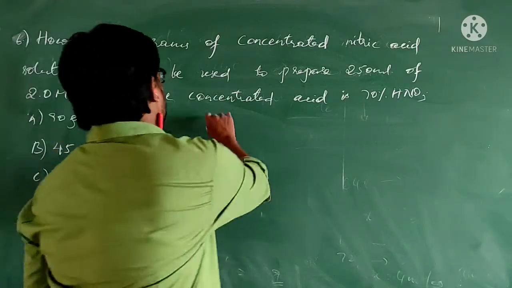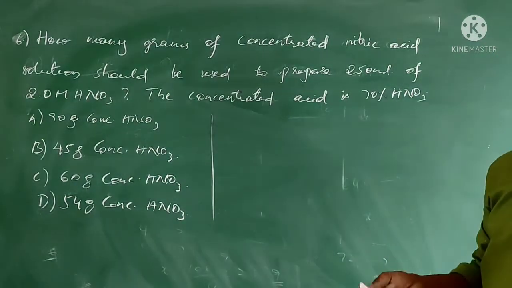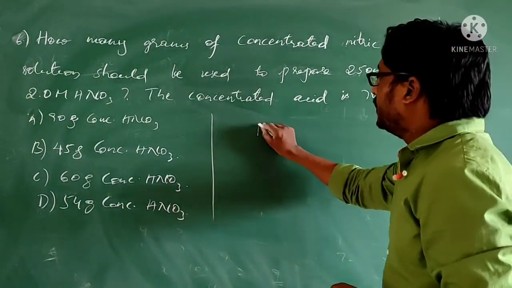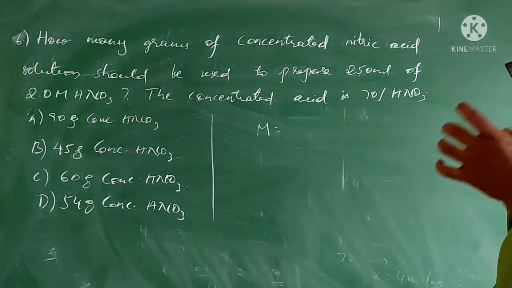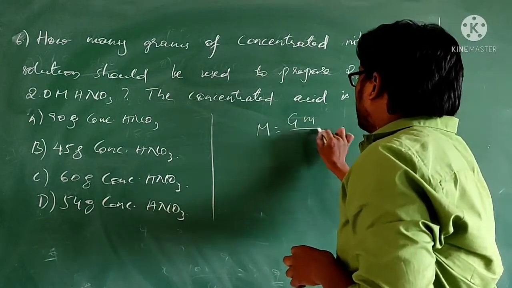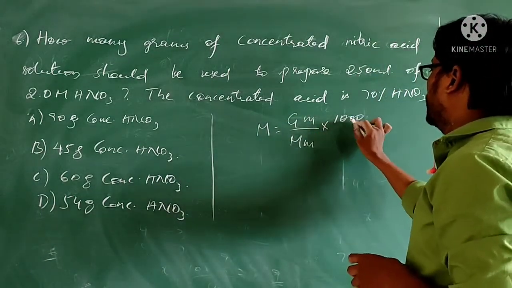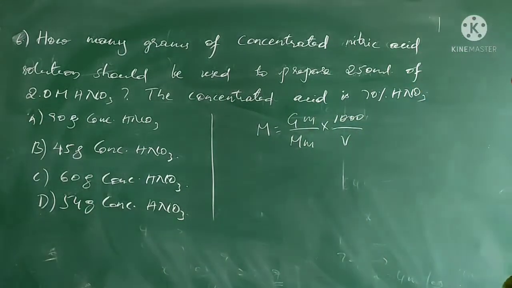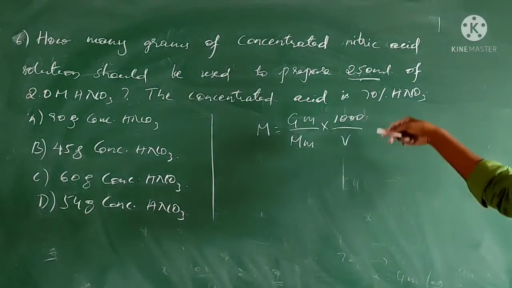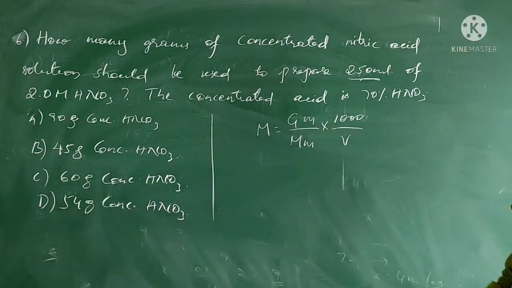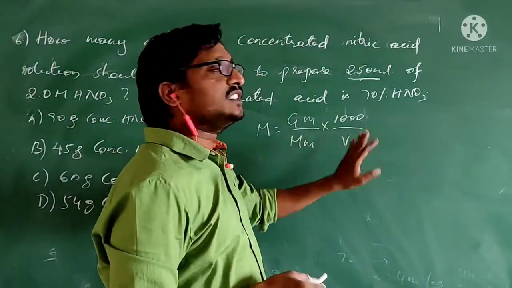Okay. Let us first calculate the amount of HNO3 required. We need to use the formula of molarity. So what is the formula of molarity? Molarity is equal to given mass by molar mass into 1000 by volume, if volume is given in milliliters. Here he has given the volume in milliliters, 250 ml. That is why I am taking 1000 in the numerator. If he has given the volume in liters, no need to consider this 1000.